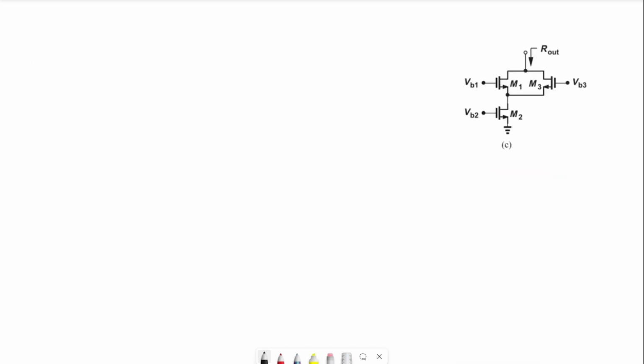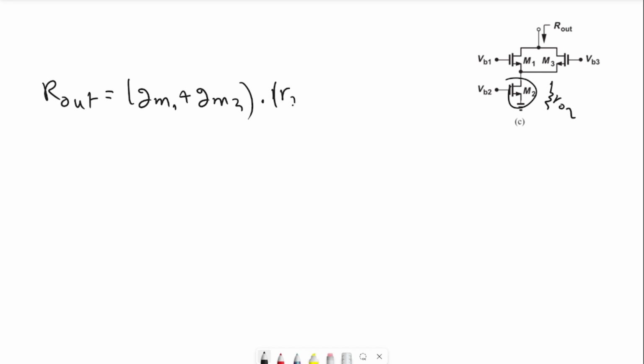The third example has a small trick. Here we add the gms, and the resistances stay in parallel, and this stays ro2. So Rout is gm1 plus gm3, times the parallel resistance ro1 in parallel with ro3, times the resistor behaving as the degenerating resistor, which is ro2.